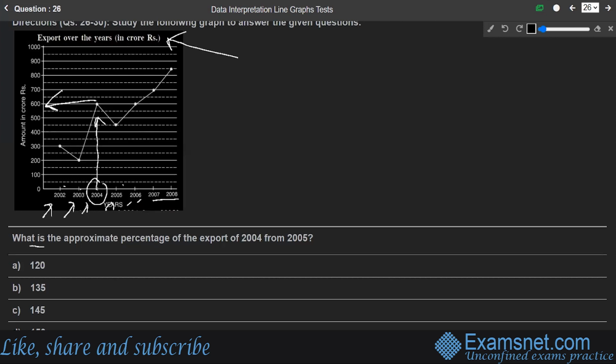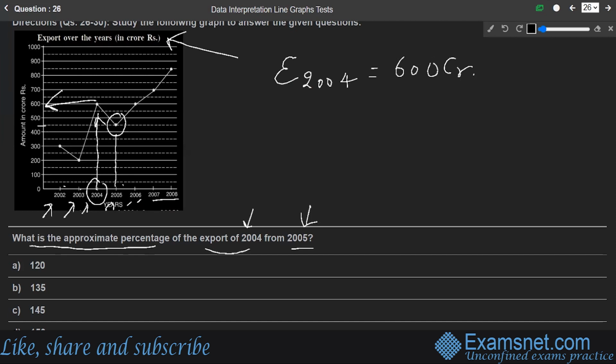So the first question is, what is the approximate percentage of export of 2004 from 2005? Okay, so we have to see the export from 2004 to 2005. Let us read the value. In 2004, the export value of the company is clearly read as 600, and the unit is crores. For 2005, the graph's dot is between 400 and 500, so that is obviously 450. So export in the year 2005 is nothing but 450 crore.